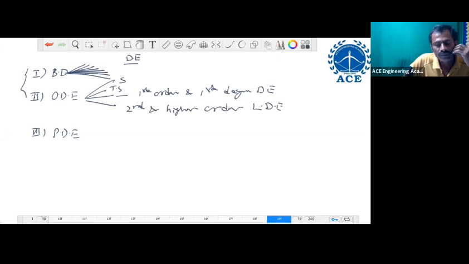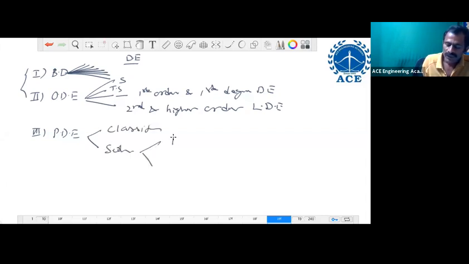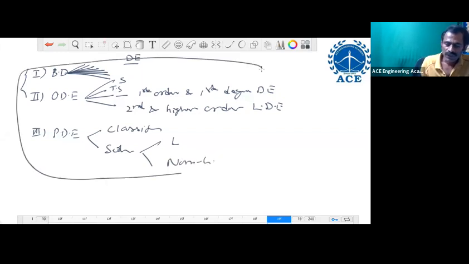You have to prepare all, because we have previous year's questions on PDE and ODE in the IES examination. But from the GATE point of view, we have questions only from the first 2. Till now, there is no GATE question from PDE for the EC branch. For instrumentation, there was only one GATE question, that too on classification. Yesterday, we did that problem. In partial differential equations, we have seen 2 topics: classification and solution. In the solution, linear and non-linear. With this, the total differential equation topic is completed.